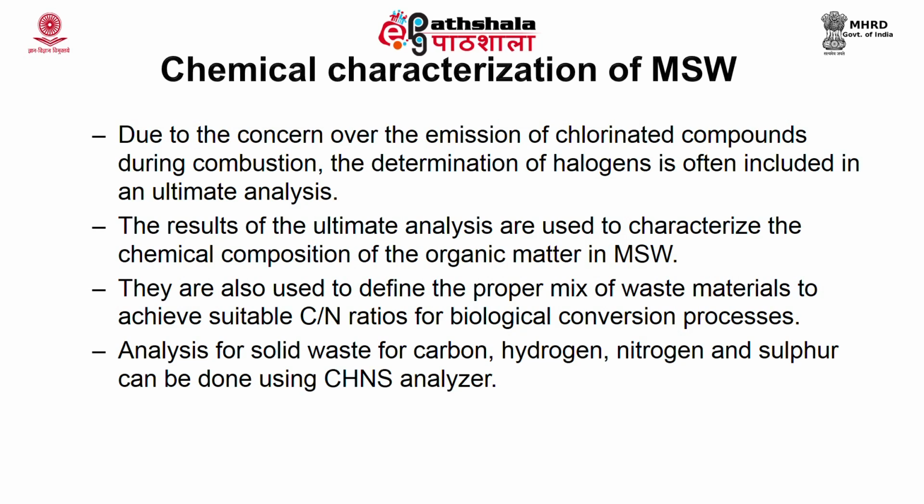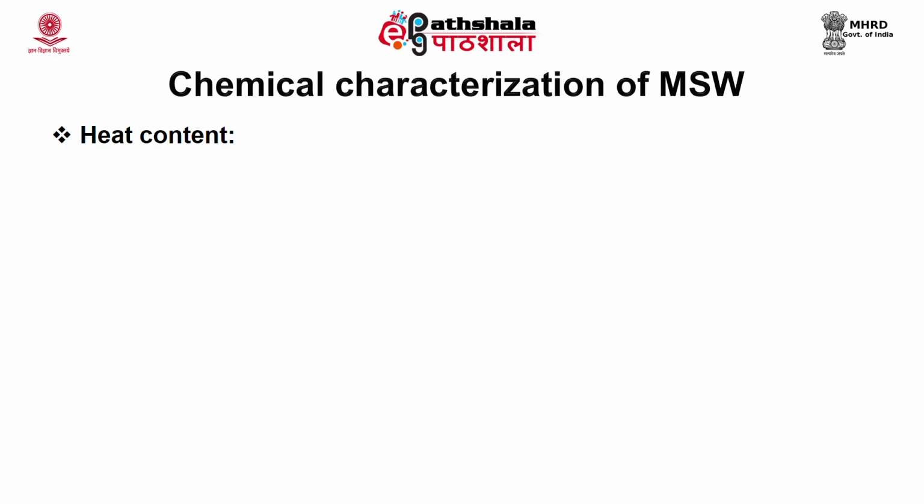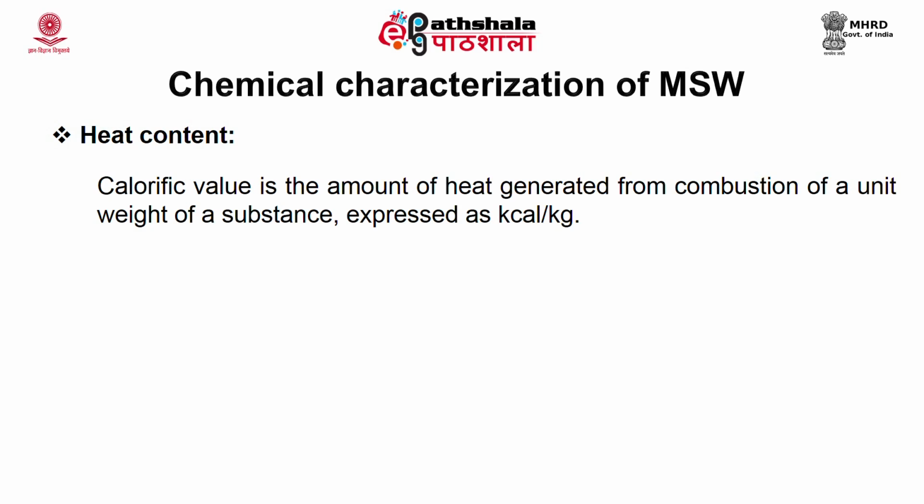The analysis of solid waste for carbon, hydrogen, nitrogen and sulfur can be done using a CHNS analyzer. Now, this will give the elemental composition of the solid waste. The next chemical characteristic of municipal solid waste is the heat content. The calorific value of the waste is given by this heat content. As I told you earlier, this will help us in determining whether the waste can be used as a fuel, or the energy which is generated from waste can be calculated based on the heating value of a particular waste.